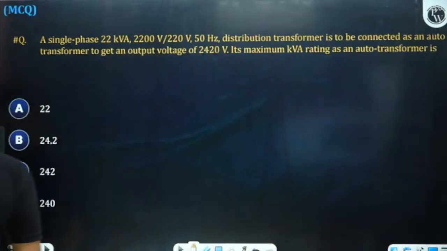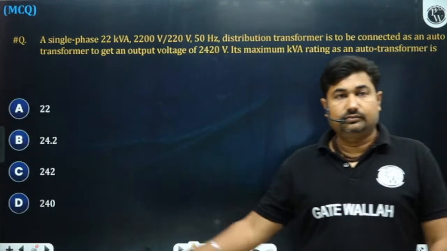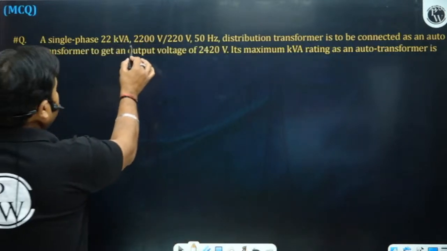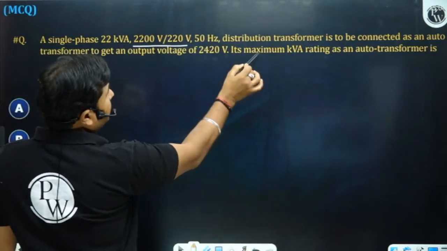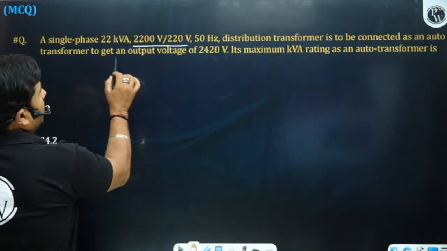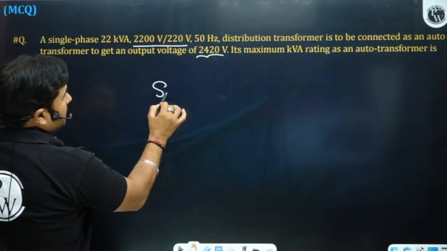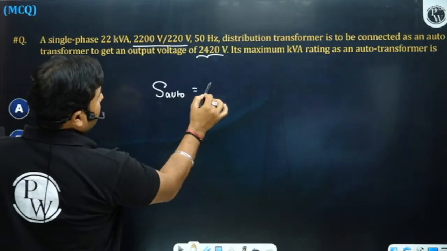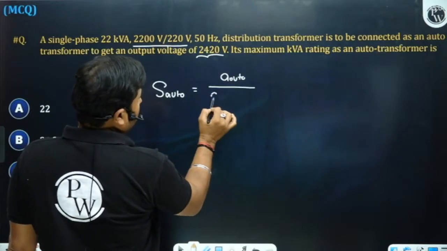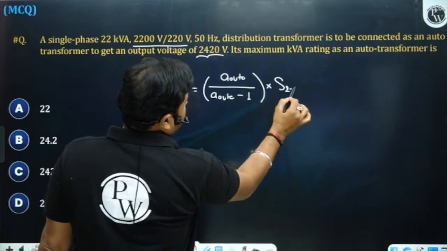Please observe this one. A single phase 2200 by 220 volt 50 hertz distribution transformer is to be connected as an auto transformer to get an output voltage of 2420 volt. Its maximum kVA capacity is? So auto transformer maximum kVA will be A auto upon A auto minus 1 into kVA of two winding transformer.